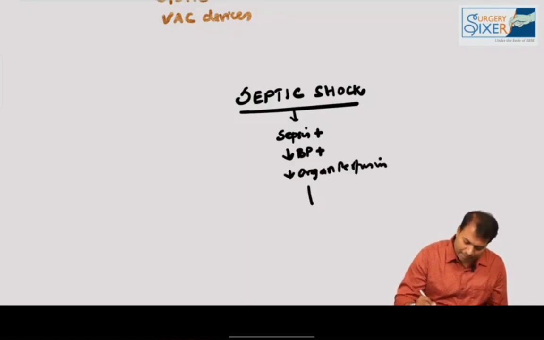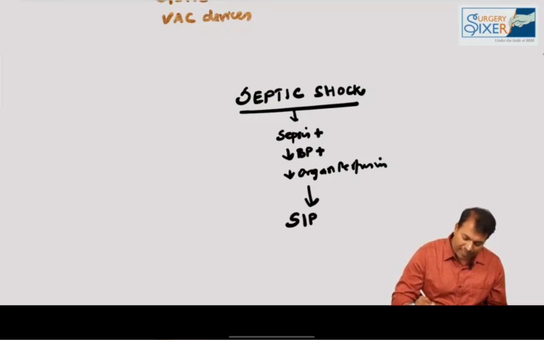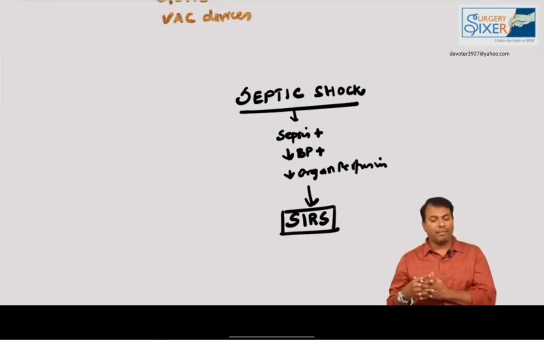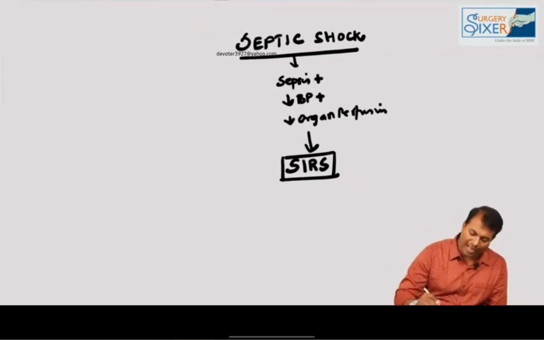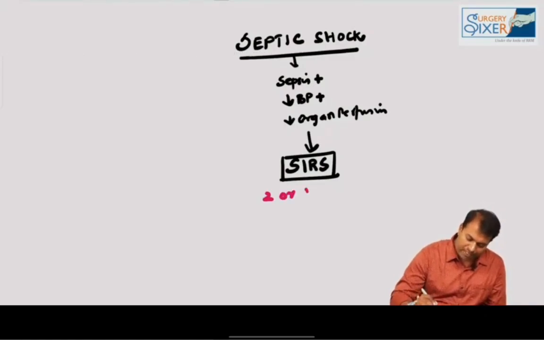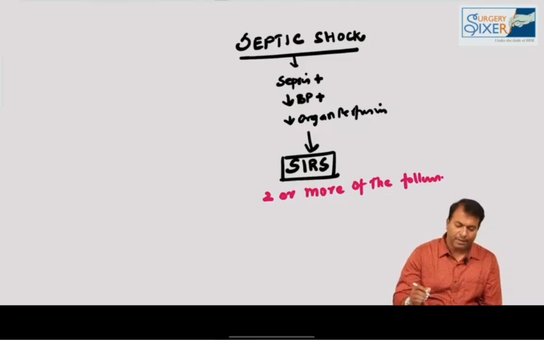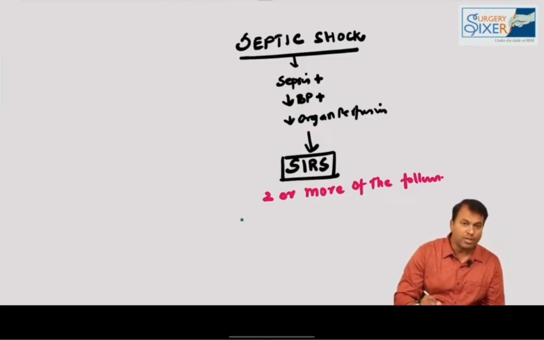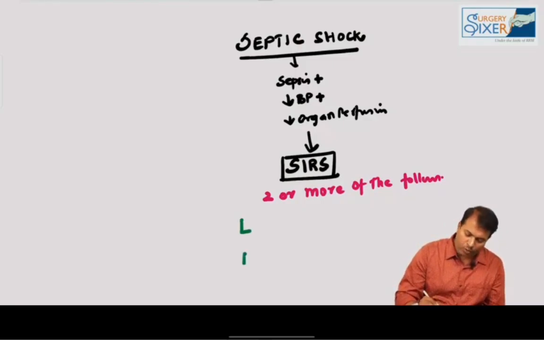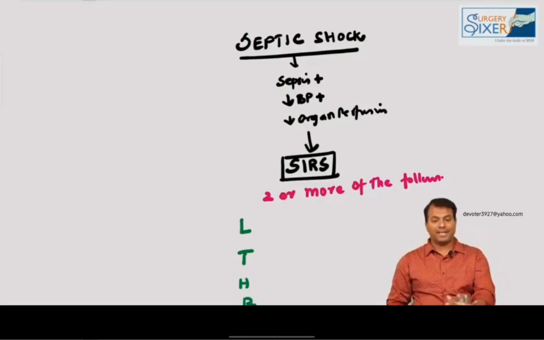To define septic shock, we go to the systemic inflammatory response syndrome. Sepsis will gradually lead to systemic inflammatory response syndrome. To define SIRS, the patient should have 2 or more of the following parameters. What are they? The SIRS factors included are, I used to remember them like this: orthopedicians love to do total hip replacement. So remember, orthopedicians love total hip replacement is a mnemonic.